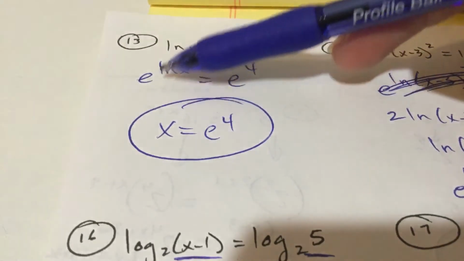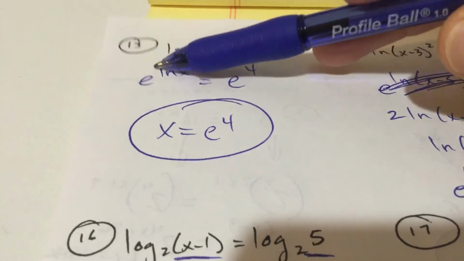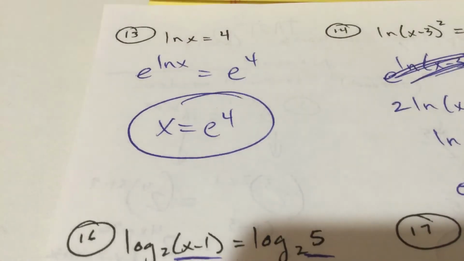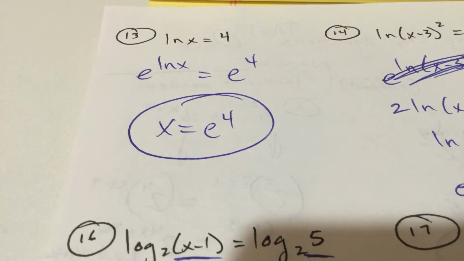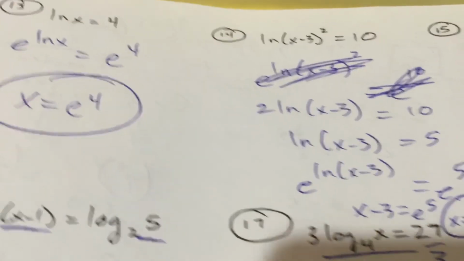We have base e to the natural log x equals e to the 4th. If you want to get rid of natural log, you have to attach e as a base. Okay? X is e to the 4th, and you can just leave your answer like that. Honestly, that is a great answer.